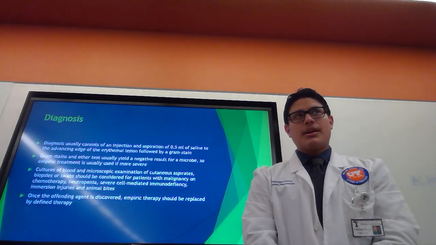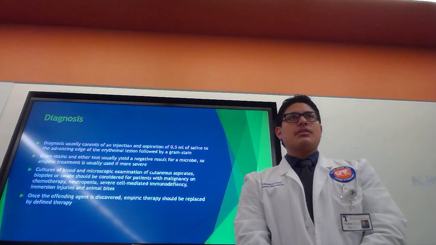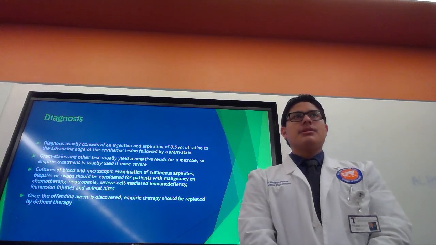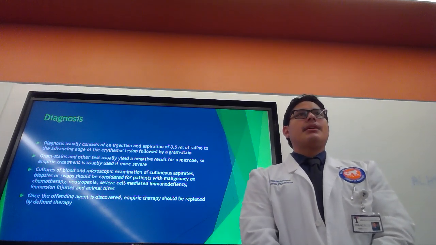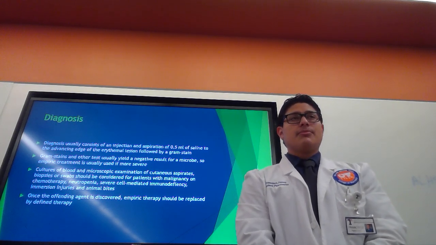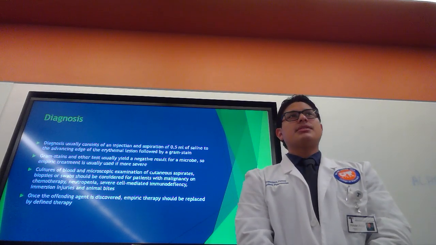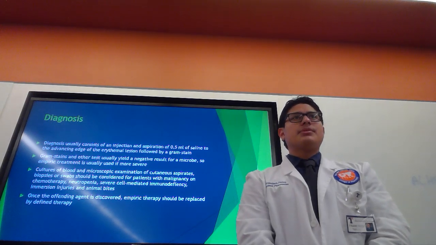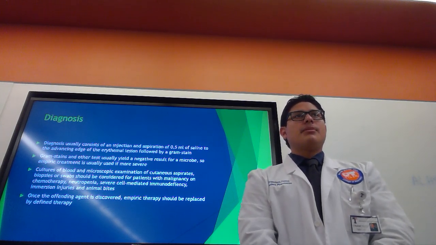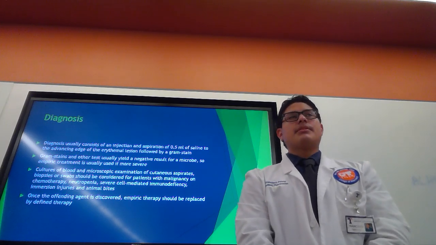But if we do require diagnosis, like with severe infections, the way they usually do it is an injection and aspiration of 0.5 mLs of saline at the advancing edge of the erythematous lesion, followed by a gram stain. And like I said, gram stain and other tests usually yield a negative result for a microbe, so empiric treatment is usually used. For more severe cases, cultures of the blood and microscopic examination of cutaneous aspirates, biopsies or swabs should be considered for patients with malignancies on chemotherapy, neutropenia, severe cell-mediated immunodeficiency, immersion injuries, and animal bites. Once the offending agent is discovered, empiric therapy should be replaced by defined therapy.